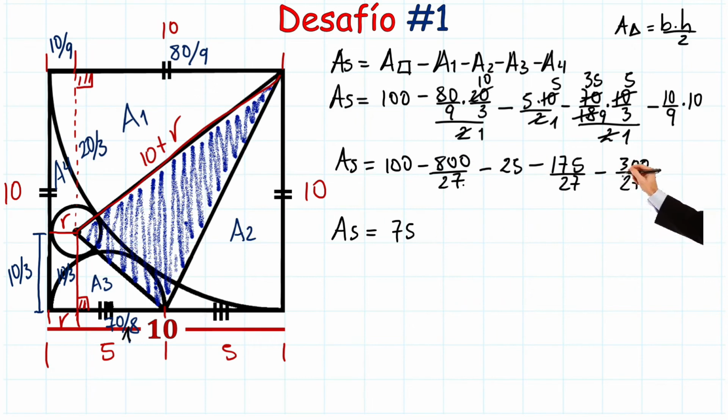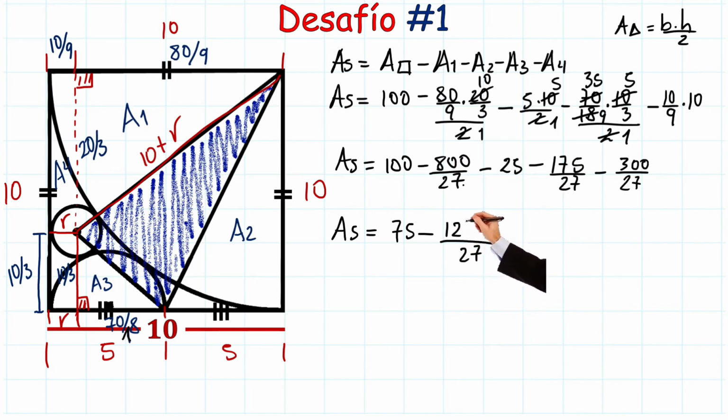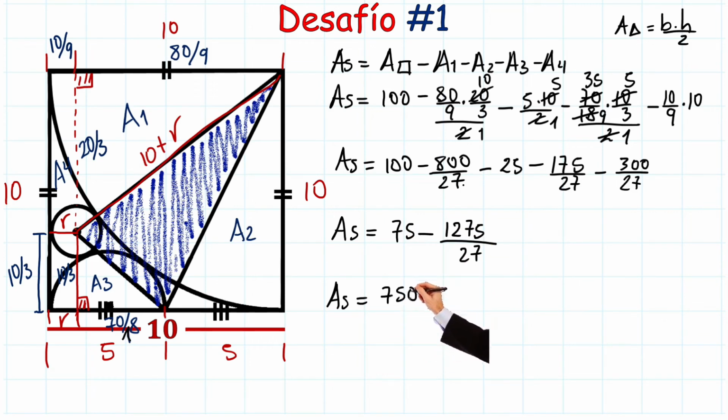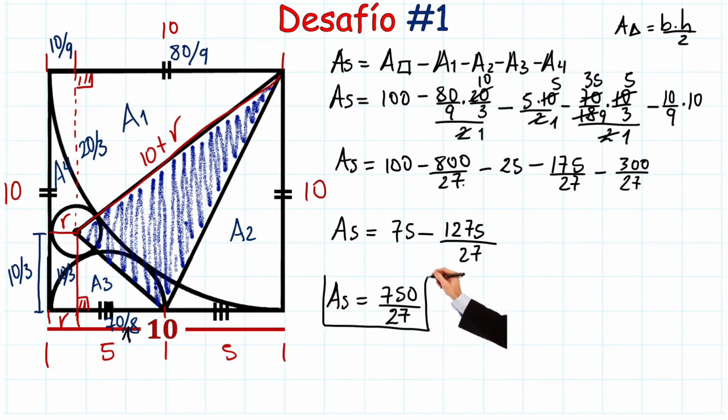And this is an addition or subtraction of homogeneous fractions, so we end up with the common denominator in the denominator, which is 27. At the top we add 800 and 300, which gives me 1,100, and 175 is 1,275. We find that the shaded area, ladies and gentlemen, is 27 times 75, which is 2,025, minus 1,275. That gives me 750, and all this over 27. Phenomenal, fantastic. We have already found the solution.